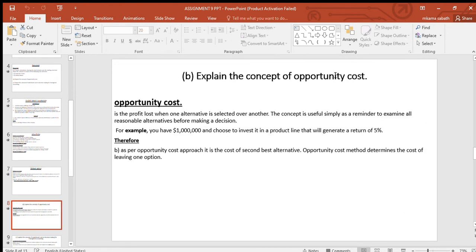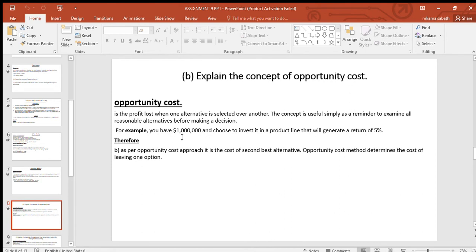Explain the concept of opportunity cost. What is opportunity cost? Opportunity cost is the profit lost when one alternative is selected over another. The concept is useful simply as a reminder to examine reasonable alternatives before making decisions. You understand here? We have to consider first before making the decision.